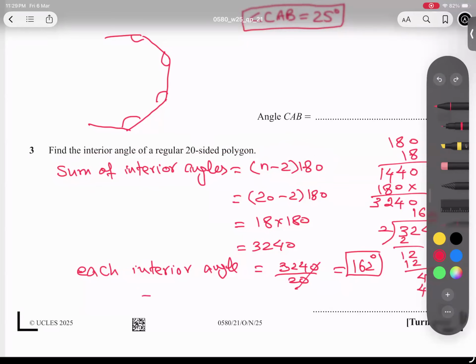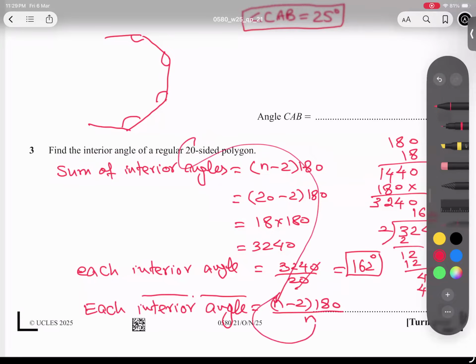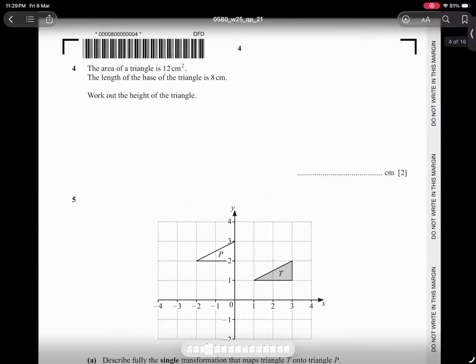So if you want to use a direct formula, what is the direct formula? Each interior angle is (n minus 2) into 180, divided by n. Same story. You will get the same result, because this 20 will plug in here and here, and then you can solve and get the answer. So let's go for the next page.